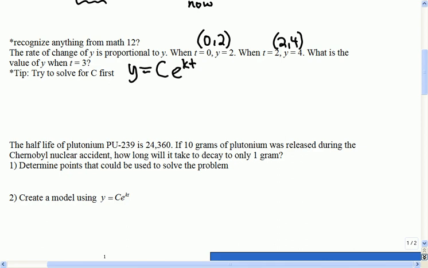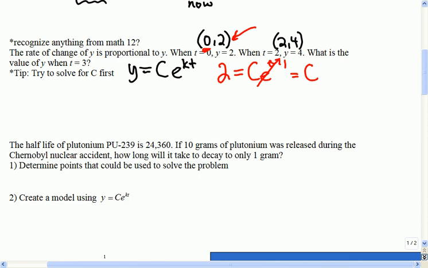So if I take a look, this point is very convenient right here because there's a 0, which means if I substitute that point first, what I'm going to end up with is 2 equals c e to the 0. So c equals 2. That way I can get my constant very quickly.